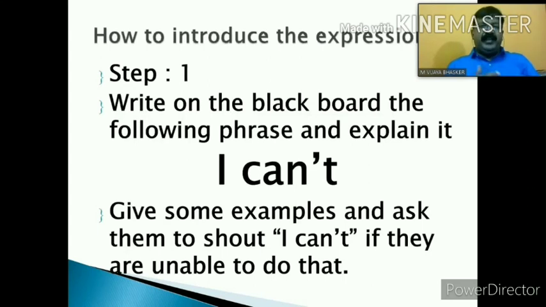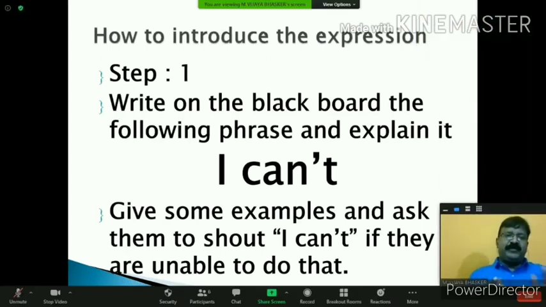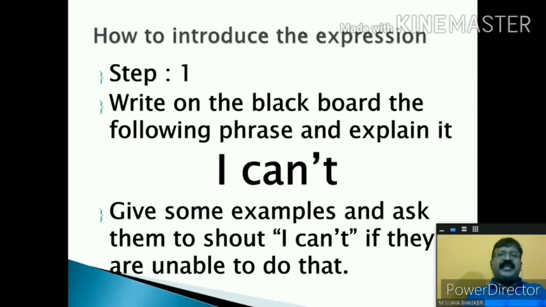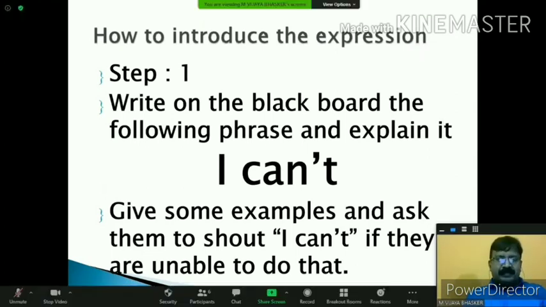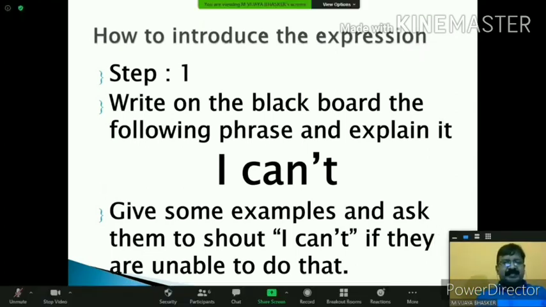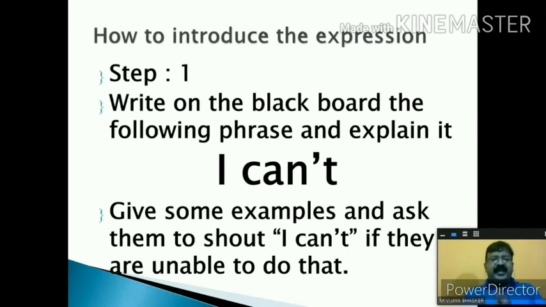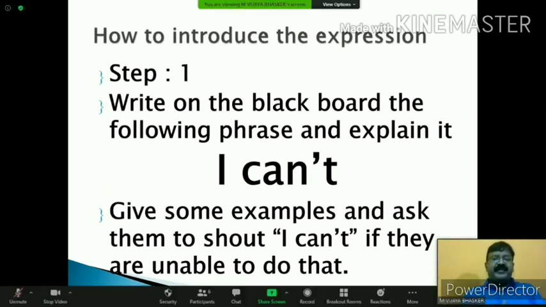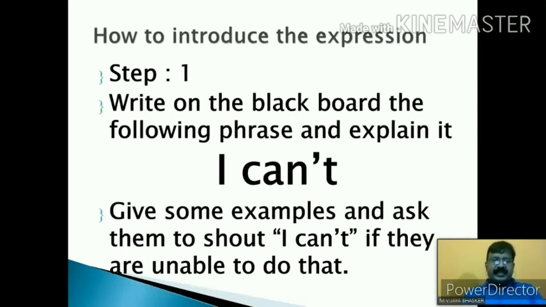And similarly, in the same fashion, you have to take up the expression of inability. Follow the same steps. First, write the phrase I can't on the blackboard and explain them how to use it. Give some examples, and the examples should contain activities which are not possible for the children to do. So encourage them to say the phrase I can't.